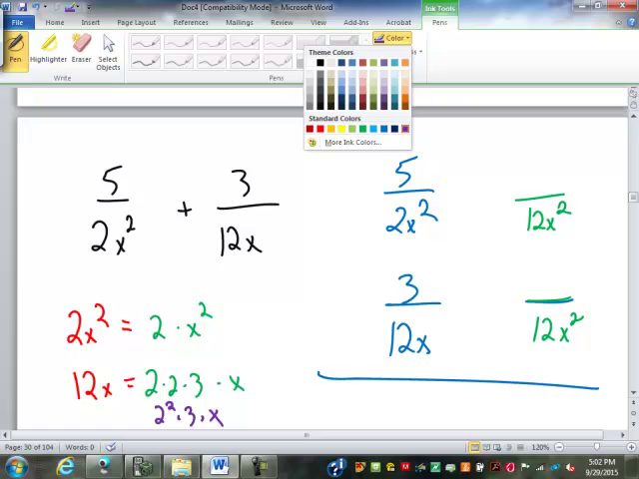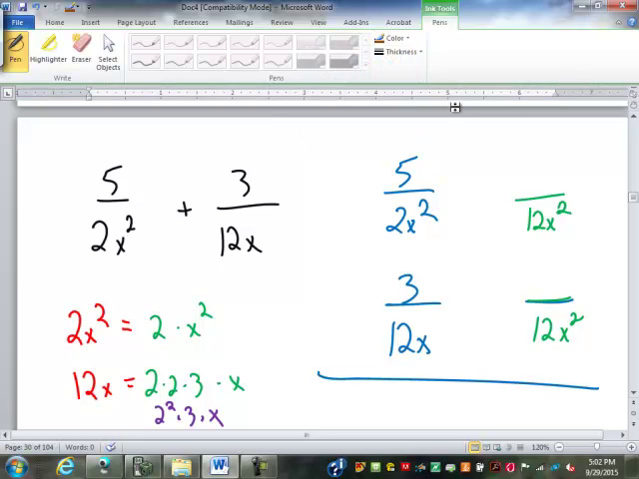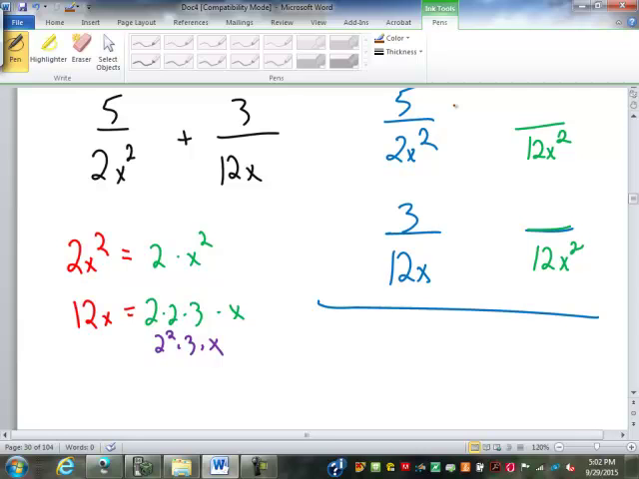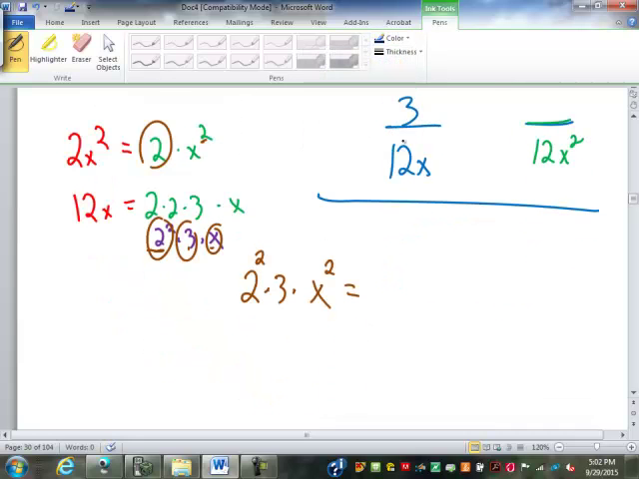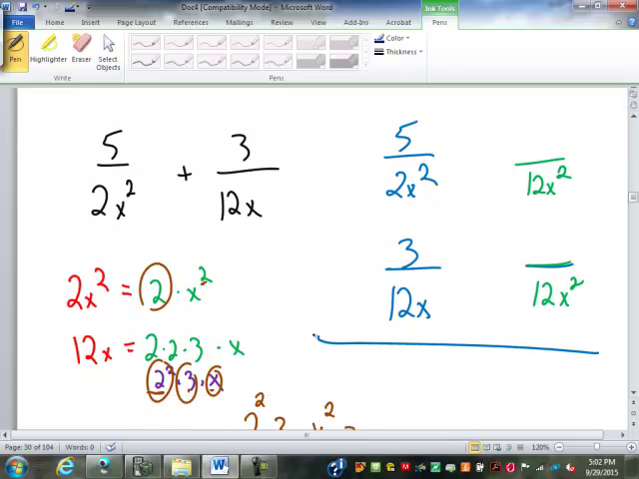If you recall, our least common multiple or least common denominator takes all of the factors in both numbers and puts them together. So we have 2's, we have 3's, and we have x's. And then it takes the largest power. We have a 2 squared, that's the largest power on the 2. 3 is just by itself, so 3 to the 1, or just 3. And x has a squared on it. So 2 squared is 4, times 3 is 12, and then times the x squared. So 12x squared is our least common denominator.